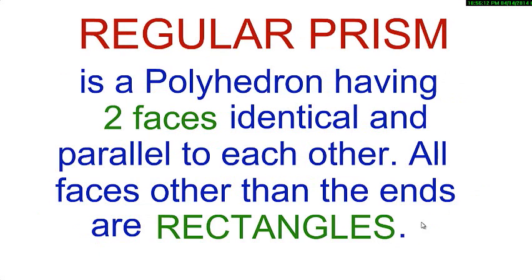A regular prism is a polyhedron having two faces identical and parallel to each other. These two faces are usually referred to as the ends or bases. All faces other than the ends are rectangles.